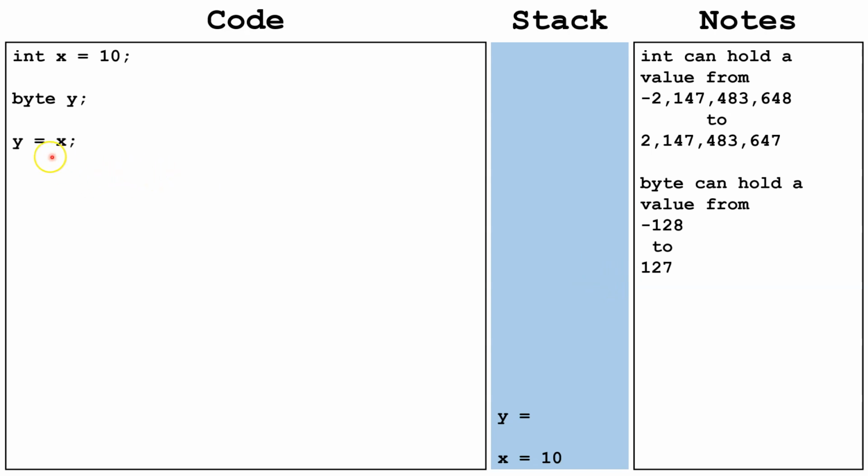On this line of code, we are setting the byte y variable equal to x. This is going to generate an error because we need to narrow x. In this case, the value of x, 10, is well within the range of what a byte can hold. However, the compiler is going to be concerned that x may not always be within the range we want. Therefore, we need to manually cast the int x as a byte, and then we can set y equal to it. In this case, y equals 10. There's no need for any loss of data.